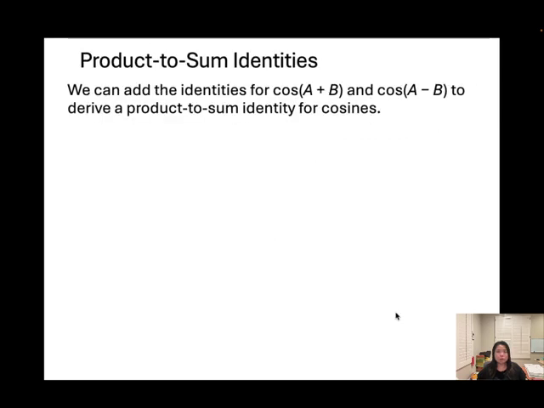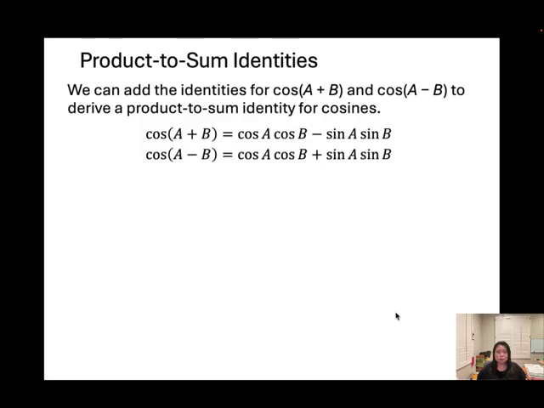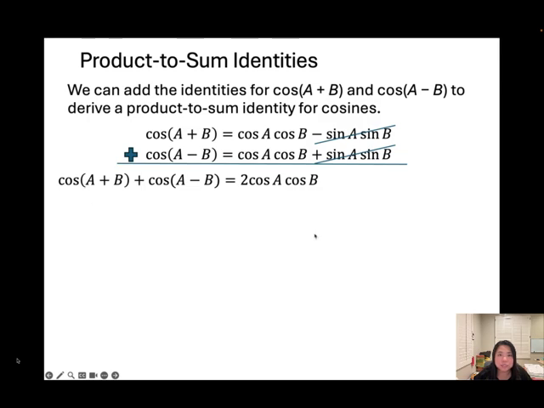Okay, product to sum identities. We can add the identities for cosine A plus B and cosine A minus B to derive product to sum identities for cosine. Okay, let's look at it. We do have the sum identity for cosine and the difference identity for cosine. And then we try to add them together. When you add up these two formulas, we cancel out the sine A sine B. So I'm left with this guy.